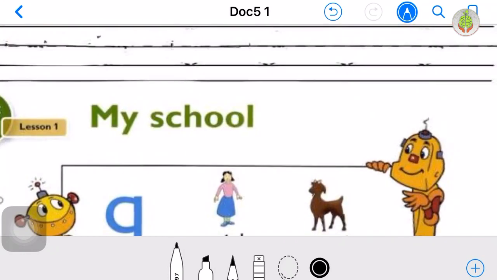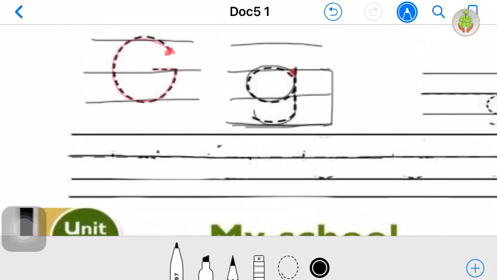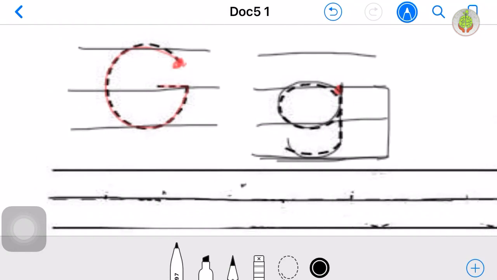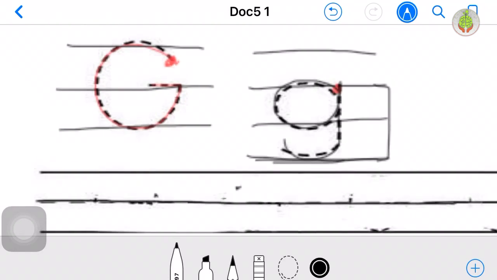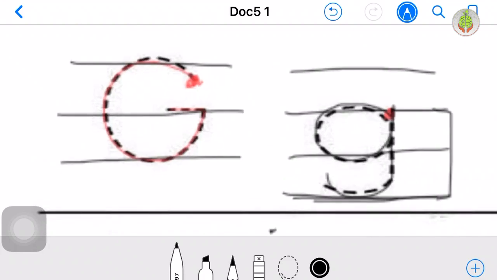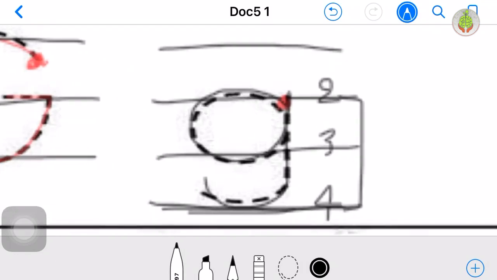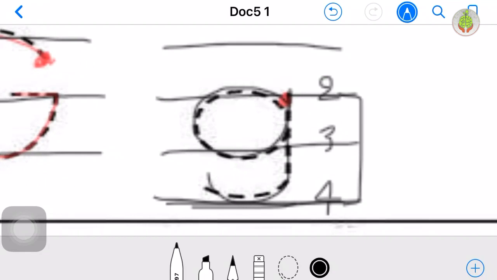Okay, now let's move to the handwriting. This is the capital G and this is the small G. As you can see, they are totally different. I mean, the capital G is different from the small G. The capital G stands on three lines: one, two, three. The small G also stands on three lines, but on the last three lines, starting from the second line, third, then the fourth. That's why the small G is one of the descending letters, the ones that go down to the fourth line.